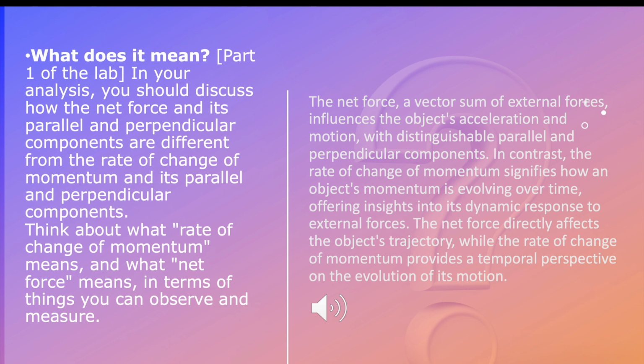How do the net force and its parallel and perpendicular components differ from the rate of change of momentum and its parallel and perpendicular components? In short, the net force is a vector sum of external forces that influences the object's acceleration and motion, while the rate of change of momentum signifies the momentum over time, which gives more examples and responses to the external forces that are acting on the object.